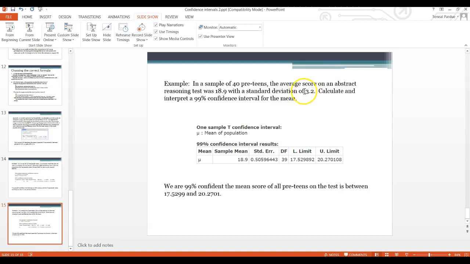And for this one, they say in a sample of 40 preteens, the average was 18.9. So that tells you that's a confidence interval for the mean. And the way this is phrased, with a standard deviation of 3.2, this standard deviation was calculated based on the sample. All right, so that means the sample standard deviation is given, so it's going to be a t interval.